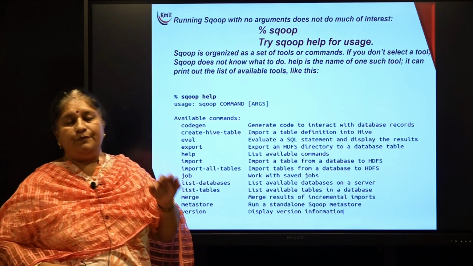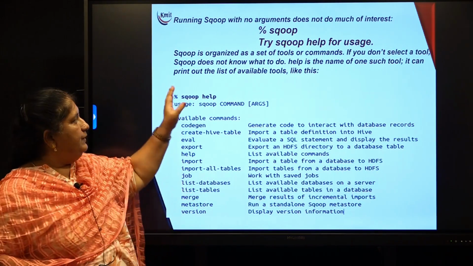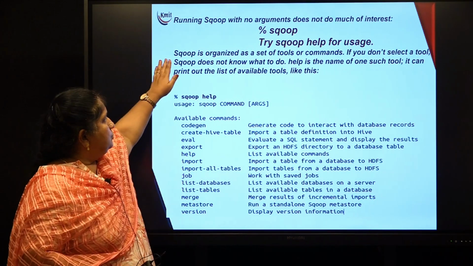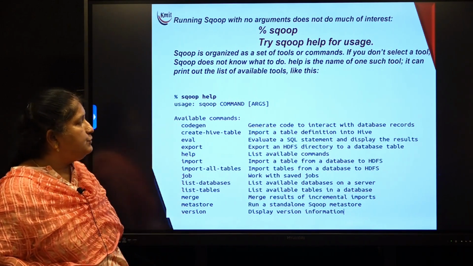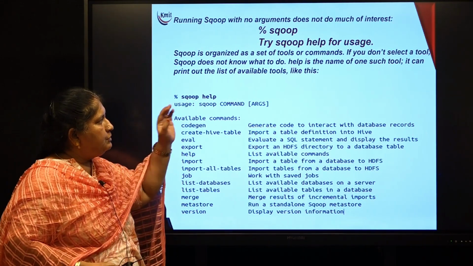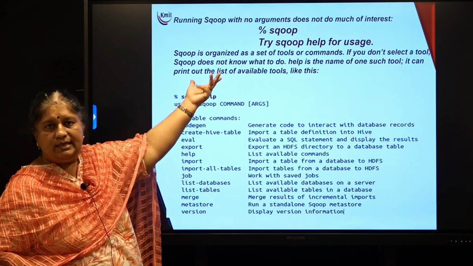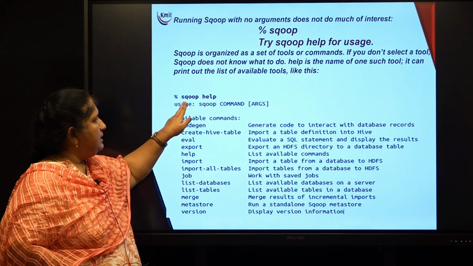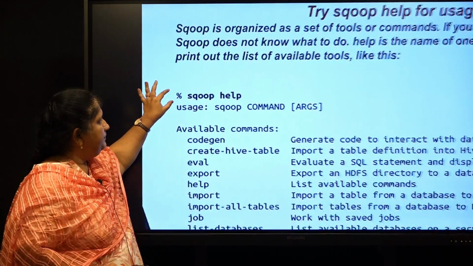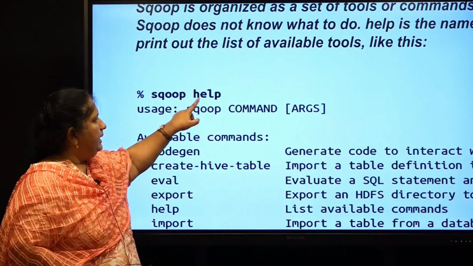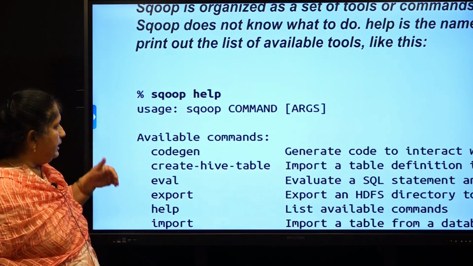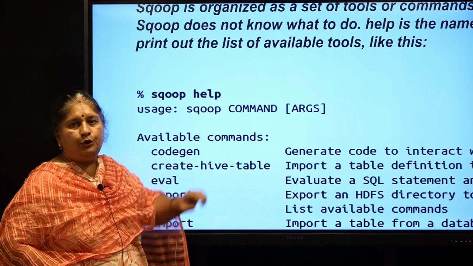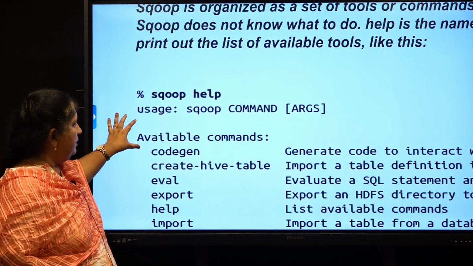So at the command prompt, if you just type scoop and press enter, you will get the message try scoop help for usage. Scoop is organized as a set of tools or commands, and if you don't select a tool, Scoop does not understand what it has to do. One such tool is help. If I specify scoop help, it will tell you that a command should be specified, and arguments for executing that command should be specified. What are the commands?